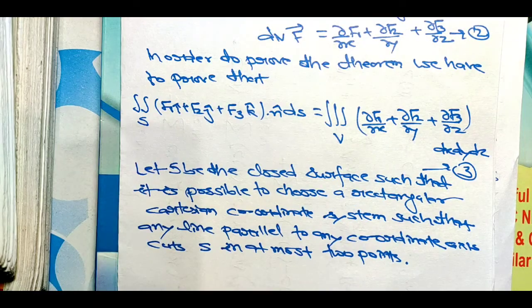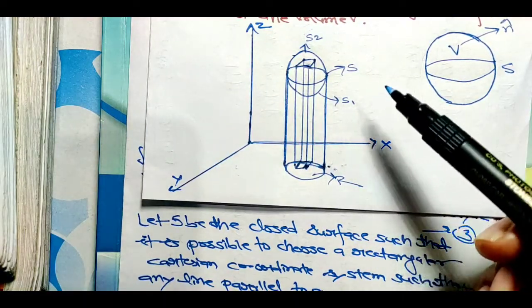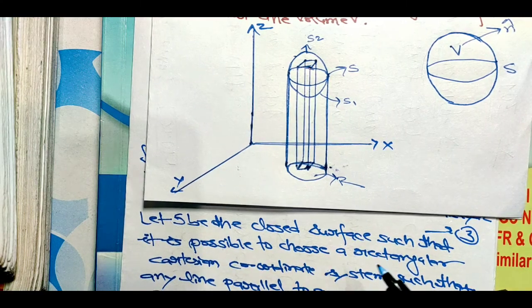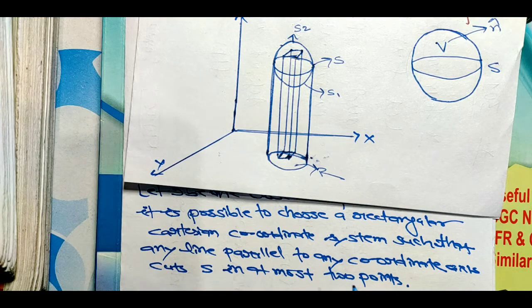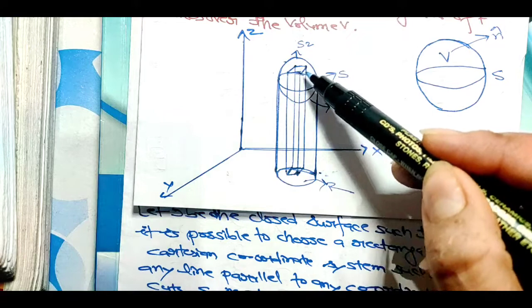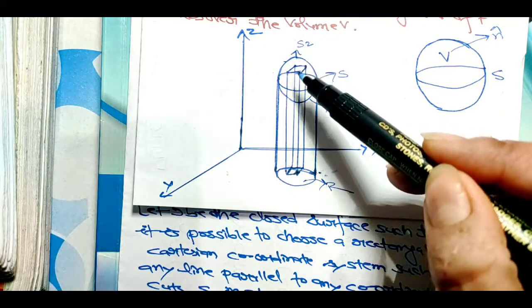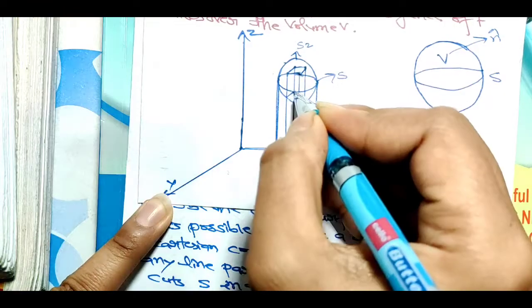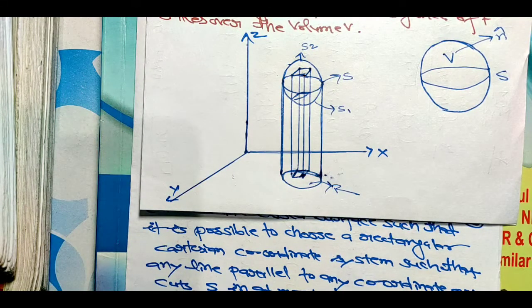Let us understand the meaning of this statement. We have written, let S be any closed surface. I will show you the figure. Here, as you see, this sphere is the surface S, a closed surface, such that it is possible to choose a rectangular Cartesian coordinate system such that any line parallel to any coordinate axis cuts S in at most 2 points. If we take any rectangular Cartesian system like this, it will cut the surface at 2 points. Here it will cut the surface here and in this place. At two places it cuts the surface S. That's it.